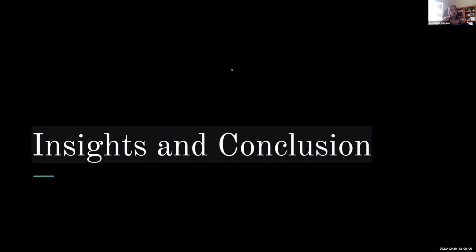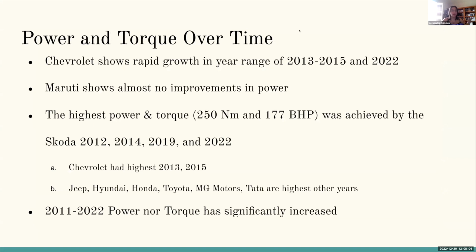Considering our graphs, here are insights and conclusions. First, involving power and torque. Chevrolet shows rapid growth in 2013, 2015, and 2022. And Maruti Suzuki shows almost no improvement in power. The highest power and torque, 250 Nm and 177 bhp, was achieved by Skoda in 2022, 2012, 2014, 2019, and 2022.